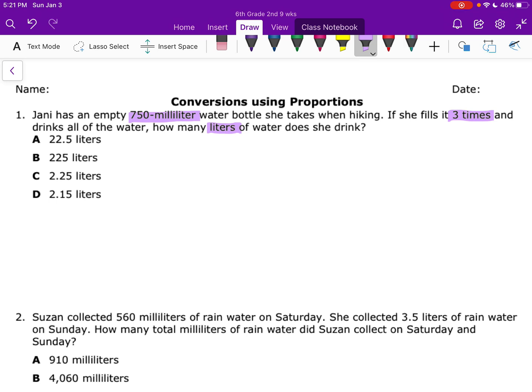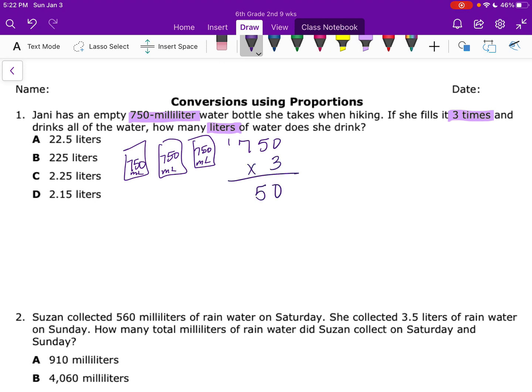All right, let's do that first, right? So she's got 3 bottles of water, right? 1, 2, 3. And each time it's got 750 milliliters. So what would we do to figure out how many milliliters of water she drank? Yeah, 750 is repeated 3 times. You could either add it 3 times or multiply it by 3. Okay, so it's 2,250 milliliters.